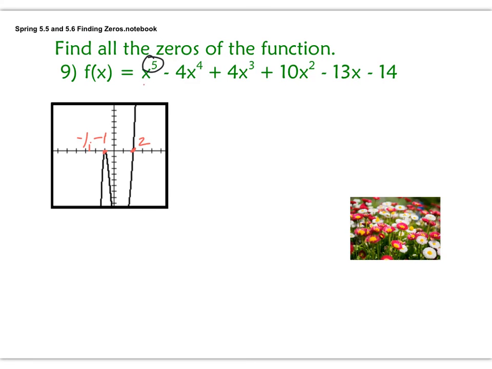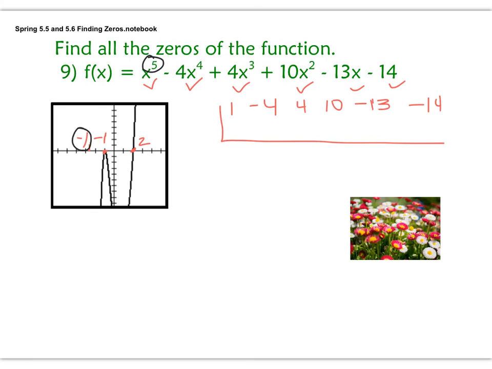All right, so looking through x to the 5th, 4th, 3rd, squared, x to the 1st, constant. Everything's there for my synthetic, making sure they're all in order. All right, so I have a 1, -4, 4, 10, -13, and -14. All right, I'm going to go ahead and use my first one, -1. Drop that down. So we'll do our synthetic.